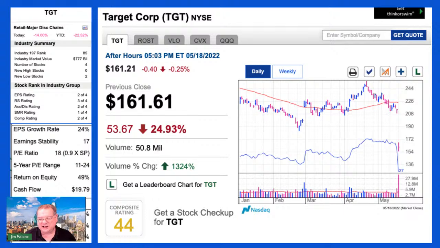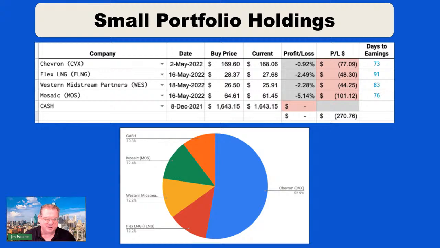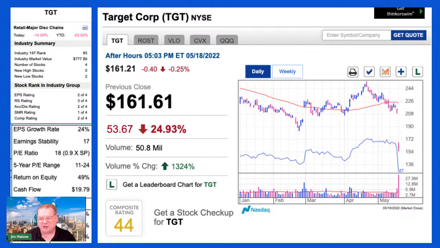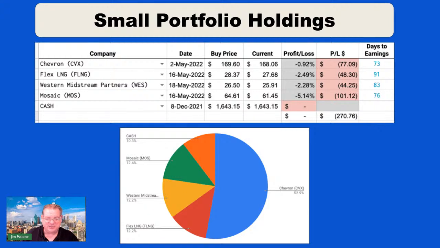Well, look at this gap down. We were going great, and then boom, the numbers come in, and after hours, it actually declined 24.93%. Now, I do expect it to bounce tomorrow, but still, that is unbelievable. Look at this. The volume, 1,324%. That means that it was an absolute bloodbath. So my anticipation is that we're going to have some more pain in the retail sector. So not very exciting when it comes to it.